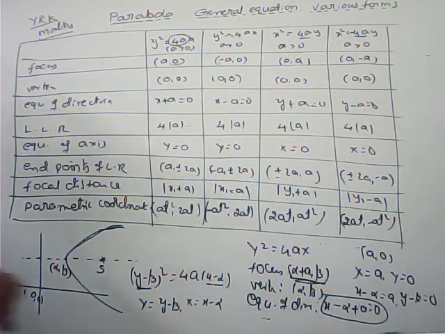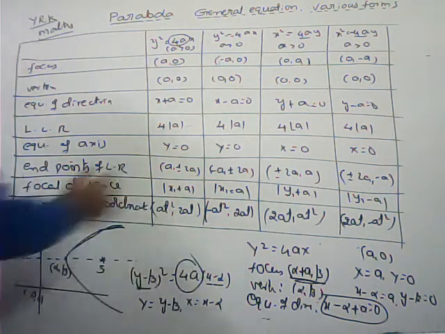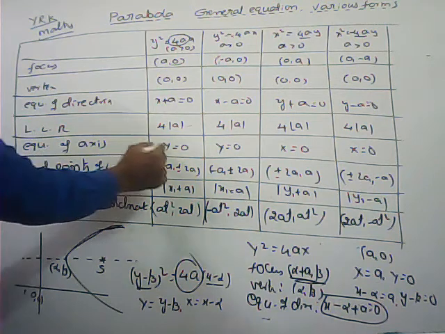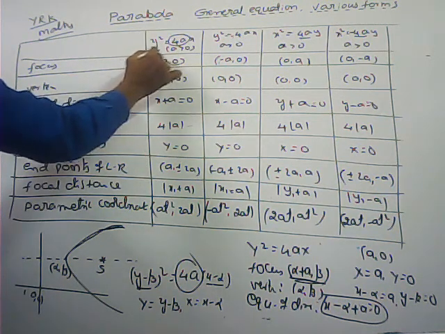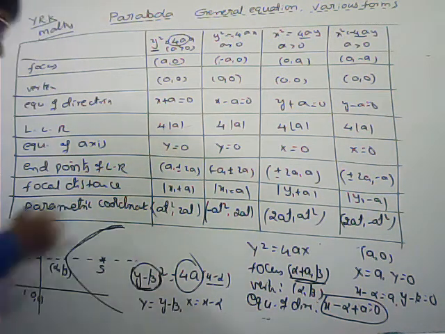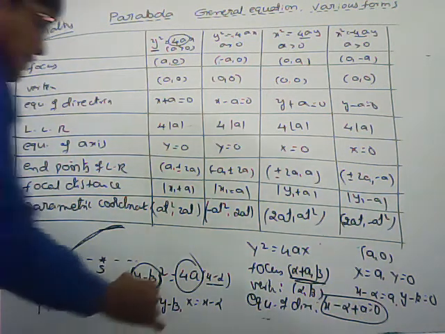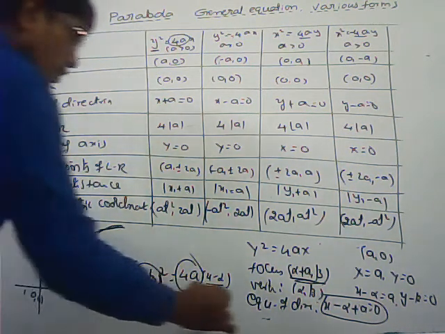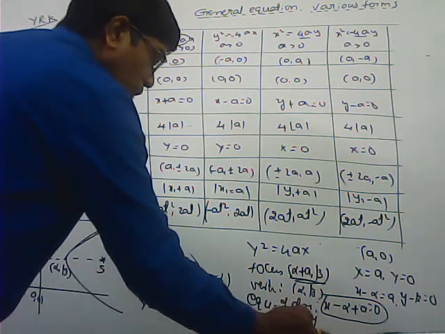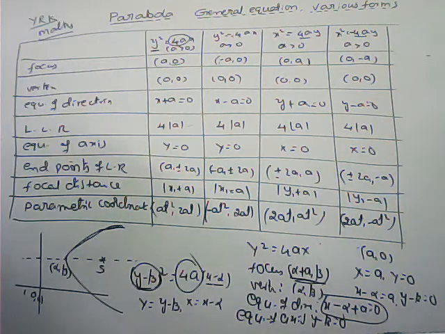Length of the latus rectum, everywhere the same thing only. Here whatever be the coefficient is there, that one we say 4 into modulus of a, that is the length of the latus rectum. Equation of the axis, here what we have written, y is equal to 0 for y square equals to 4ax. Here we can write y minus beta is equal to 0. Equation of the axis, y minus beta is equal to 0. Next, remaining all we can write like that only.